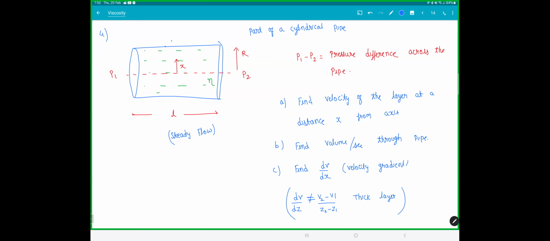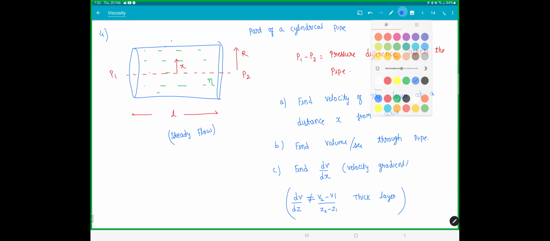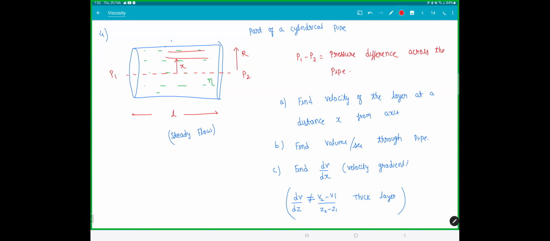Yeah, it looks similar to heat flow in a cylinder, but in heat flow, the heat was the same everywhere. Heat was flowing at the same rate everywhere, isn't it? But here, what is happening? Here the water is flowing more, here it is flowing less, here it is less, it is zero here.